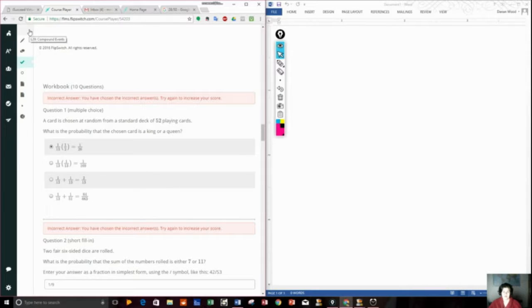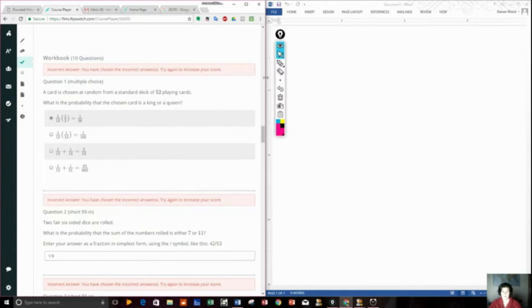Lesson 29, Question 1. A card is chosen at random from a standard deck of 52 playing cards. What is the probability that the chosen card is a king or a queen? Okay, my first indicator to me that they're mutually exclusive is the word "or." And then I ask myself, well, can you draw a king and it be a queen in the same draw? The answer is no. So that means that they can't happen at the same time. So they are mutually exclusive.